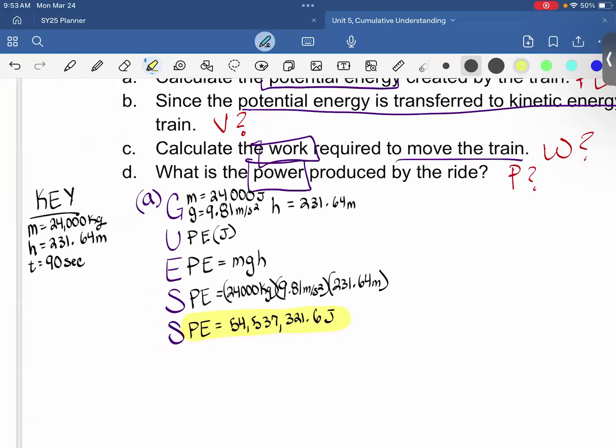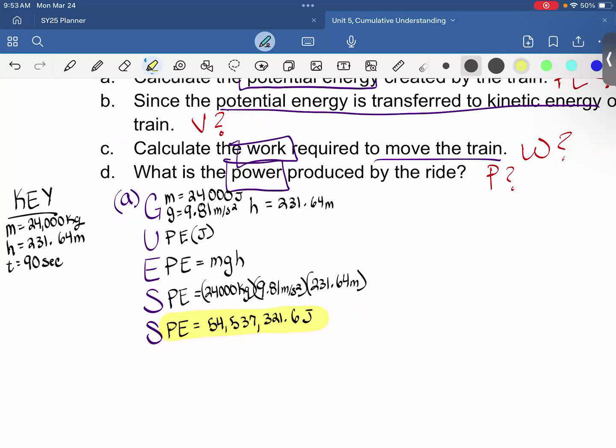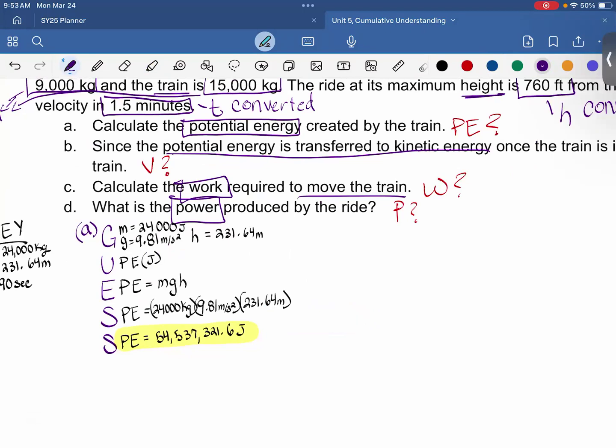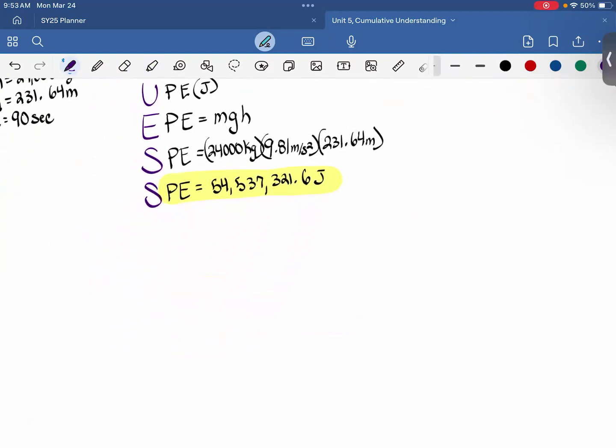All right, so here is our first answer for what potential energy is. Now let's move on to the next question. The next question asks us to find velocity. A key thing that they tell us here in the problem is, since the potential energy can transfer to kinetic energy. This is a key phrase. So when we're reading our questions, we should be paying attention to words and key things that they're telling us. They're telling us that we are going to be able to take this potential energy and use it as kinetic.